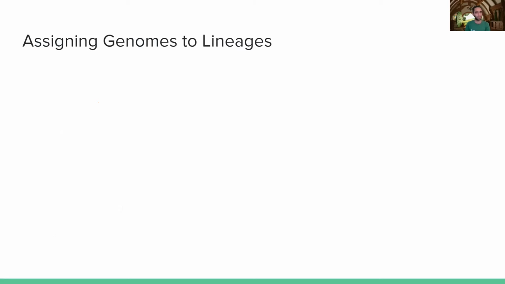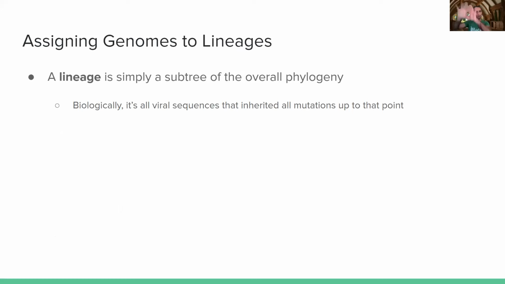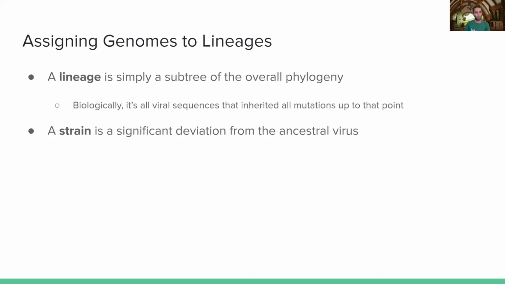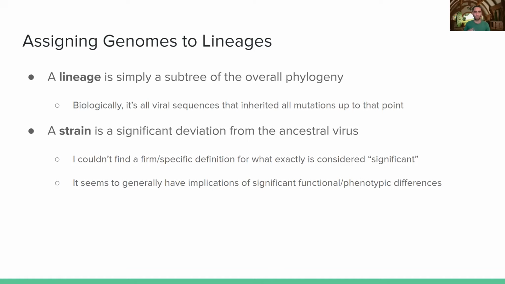Another problem of interest is assigning genomes to lineages. A lineage is simply a subtree of the overall phylogeny. Biologically, it's all of the viral sequences that inherited all mutations up to some point in the tree. A strain is a significant deviation from the ancestral virus. I couldn't really find a firm or specific definition for what exactly is considered significant here. I think this definition was from the WHO, if I'm not mistaken, but I couldn't really find what exactly significant means. But generally, it seems to have some implications about significant functional or phenotypic differences.